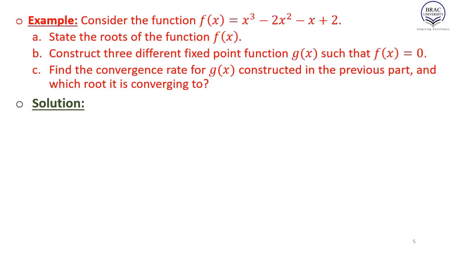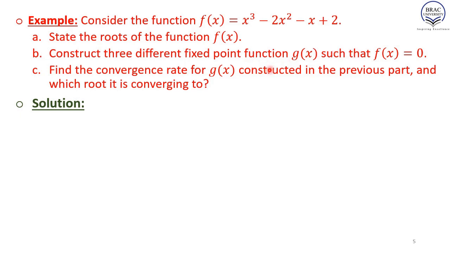This one is on the fixed point method. So let's consider the function f of x equal to x cubed minus 2x squared minus x plus 2. First, state the roots of the function, x star, and then we construct three different fixed point functions g of x such that f of x equal to 0. That means g of x equal to x. That's what it means. And find the convergence rate for g of x.